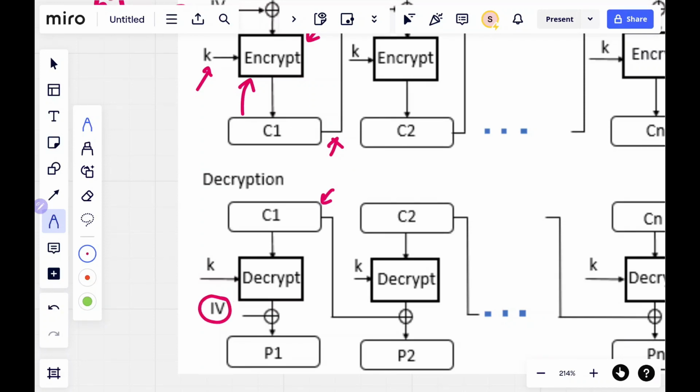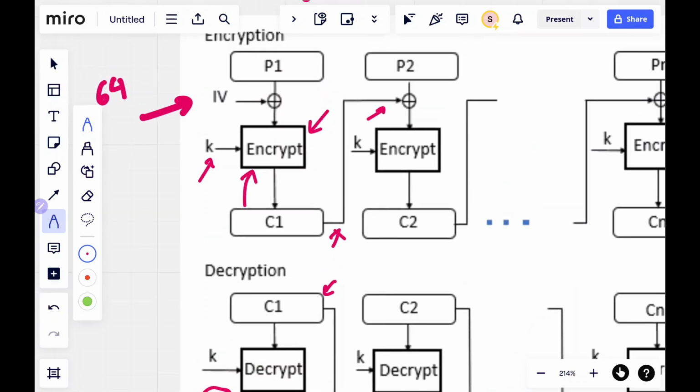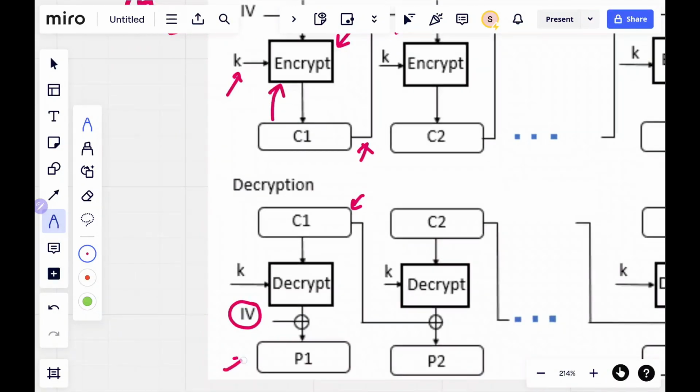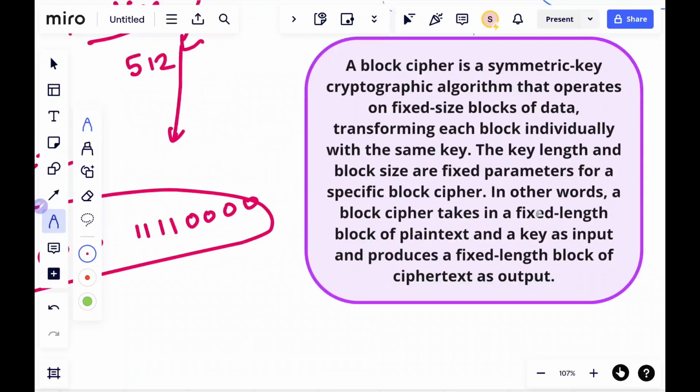The IV has to be known to both the sender and the receiver, then only the process can take place, right? So this IV is then used to XOR the result of the decryption operation, and as both of these functions are interrelated to each other, we will get the same output as P1. If we are not getting it, there might be some changes or some noise added during the communication process.